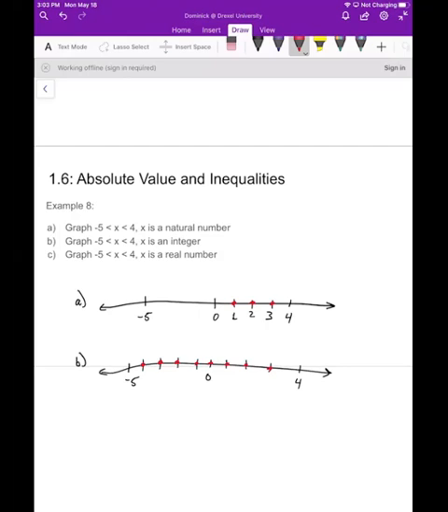Right, and of course, don't include -5 or 4 because it's not equal. Now in part C, this is sort of like what we were doing, only now we're including the real numbers. So that's everything in between here. So that's where we shade. Right, because that's any number you can think of between those two numbers.